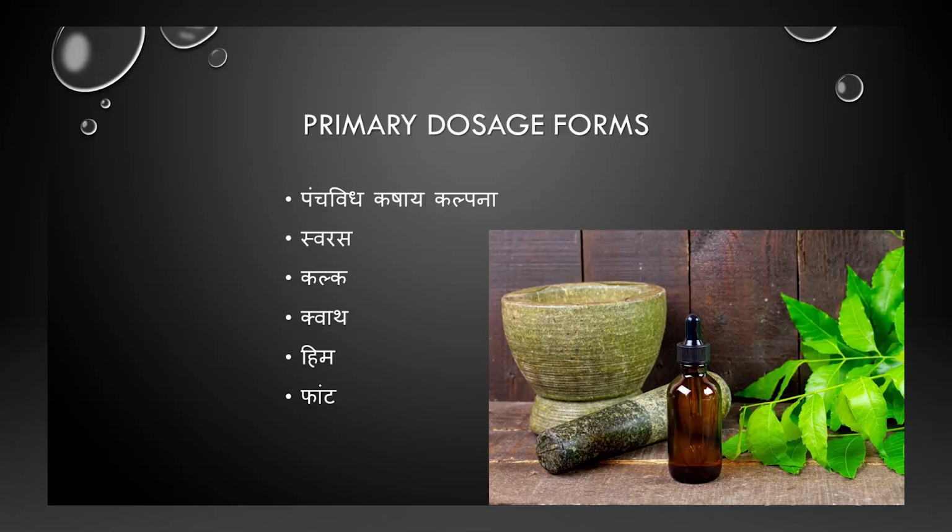Let's understand what are the primary dosage forms, also called Panchavidha Kashaya Kalpana. Here, Panchavidha means 5 types. Kashaya word is used in the context of form of medicine, and Kalpana means the different types of formulation. It means 5 primary types of medicinal formulations such as Swarasa, Kalka, Kwatha, Hima, and Phanta.